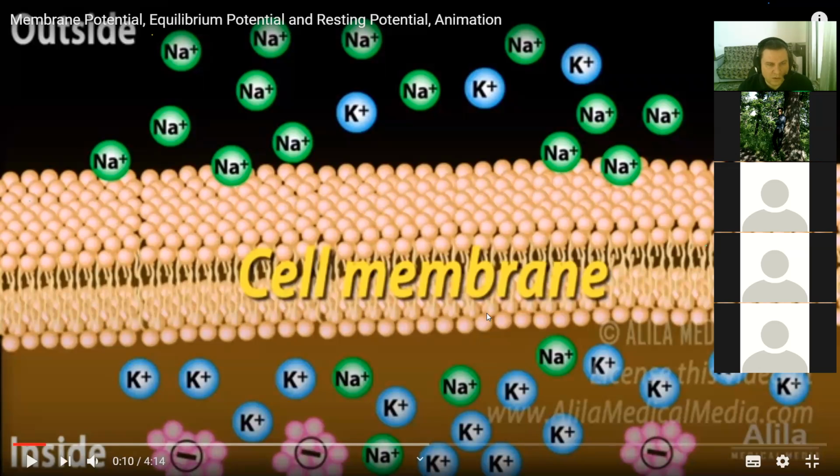And this is a dynamic process, so some of the ions leave the cell through the channels. And normally, if the cell is alive, there is an equilibrium between the flow of ions inside and outside, and this equilibrium leads to the formation of some potential.